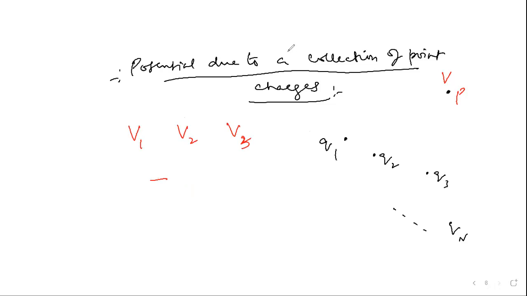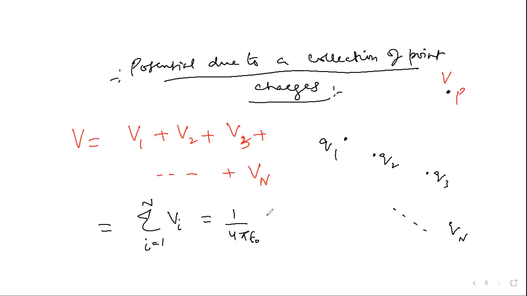But in these calculations, we assume other charges are absent. That means when we calculate potential at point P due to Q1, I assume other charges are absent. When I calculate potential at point P due to Q2, I assume others are absent. Then the potential at point P will be simply the sum: V1 plus V2 plus V3 plus so on plus Vn, right? Or I can write it in compact form like this: summation i equals 1 to n, if I have n point charges, Vi. Or I can move further because I know V is 1 by 4 pi epsilon naught Q by R. I can write it as 1 by 4 pi epsilon naught summation i of Qi by Ri, right?